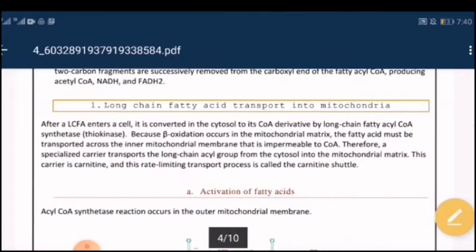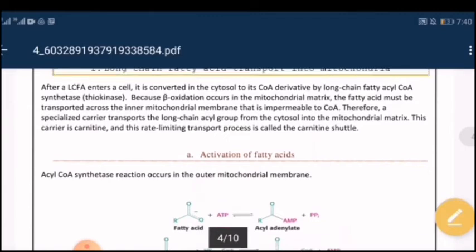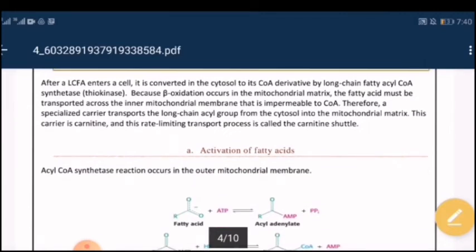After a long-chain fatty acid enters a cell, it's converted inside the cytosol into its CoA derivative by long-chain fatty acid acetyl-CoA synthetase, or briefly thiokinase. Beta oxidation occurs inside the mitochondrial matrix, so we need to cross the inner mitochondrial membrane, which is impermeable to CoA. So we need a specialized carrier to transport the long-chain acyl group from the cytosol to the mitochondrial matrix.